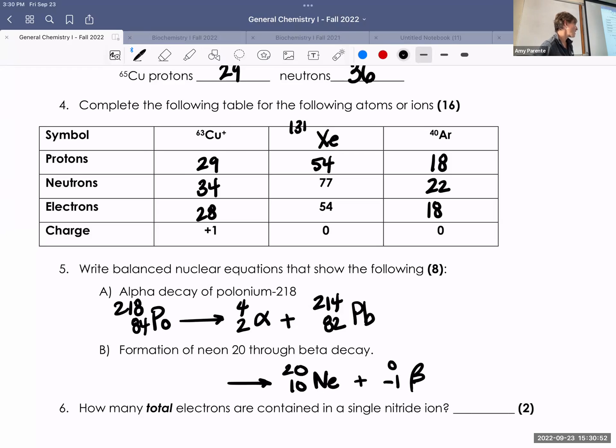Okay, so now we need to figure out, well, what's on the left? We know it needs to add up to 20. And then this is going to be 9. Everybody see why it's 9? Okay, look up in the periodic table and see that's fluorine.